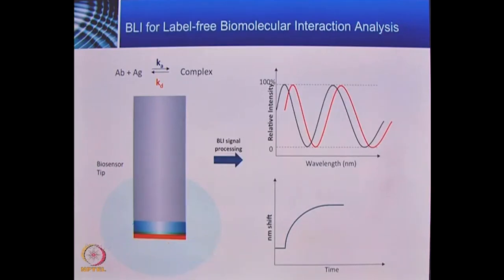Afterwards, if we move the biosensor to a buffer solution, the antigen will be dissociated from the antibody. Then from here, we can get a dissociation curve of the antibody-antigen interaction. So this is how the system works in real time.